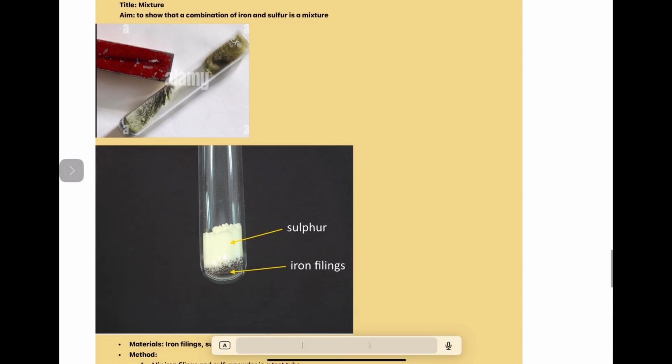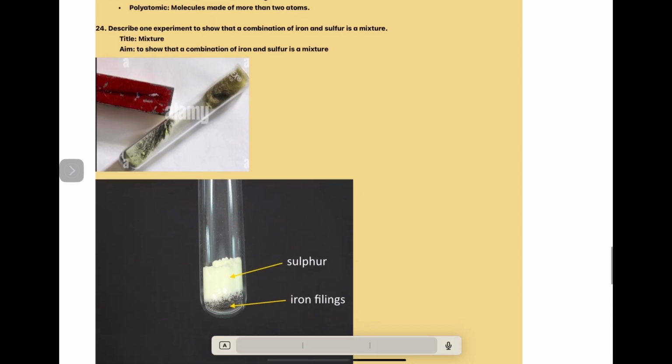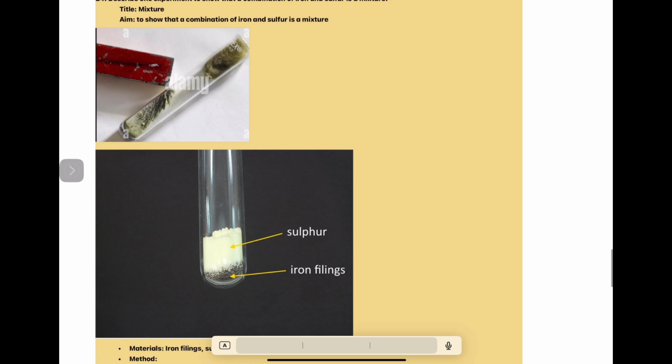Polyatomic: molecules made of more than two atoms. 24. Describe one experiment to show that a combination of iron and sulfur is a mixture.